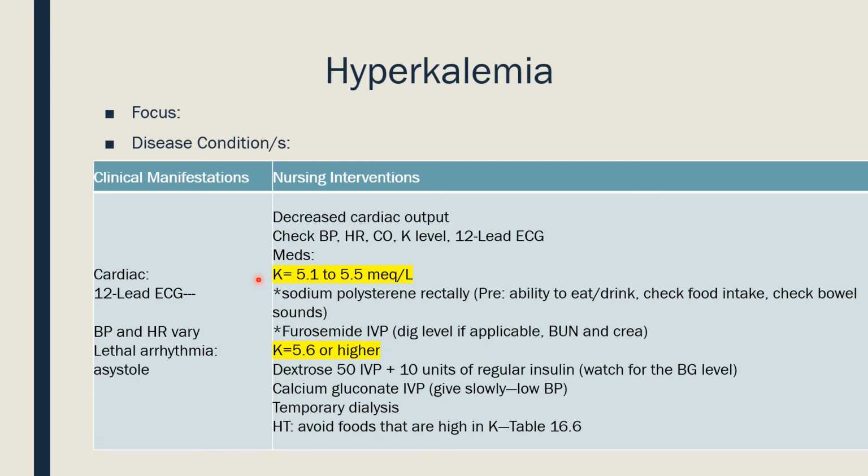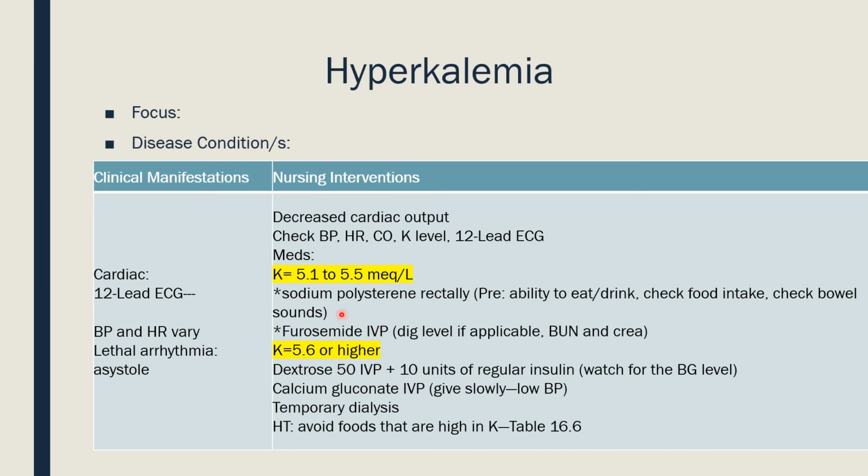Okay, so what I did here when it comes to medications is I put them based on the level that's given to you. So if the potassium level of your patient is about 5.1 to 5.5, then you can give sodium polystyrene or Kayexalate. And you want to make sure that your patient has the ability to eat or drink, because again, this is given rectally, so your patient will poop. But if your patient did not eat for like 3 days or 5 days, then it doesn't make any sense to give it, because your patient will not poop. And you want to check the bowel sounds of your patient.